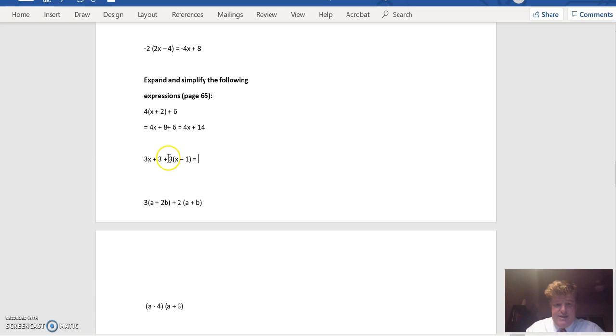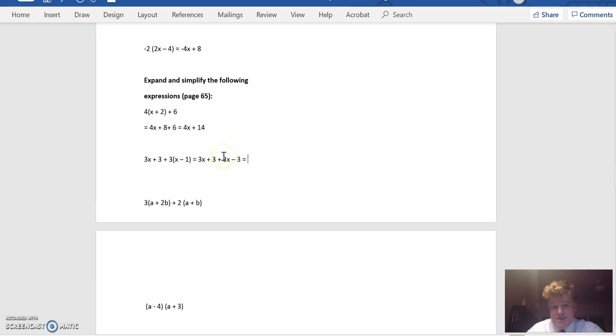Let's have a look at this one. Not going to be able to immediately do much with 3x plus 3, but let's expand out our brackets here. Here we've got 3 times x, which is coincidentally also 3x, and 3 times negative 1. 3 times 1 is 3. Positive by negative is negative, so we can get minus 3 here. And if we expand that further, plus 3 minus 3, that's just going to give us 0.